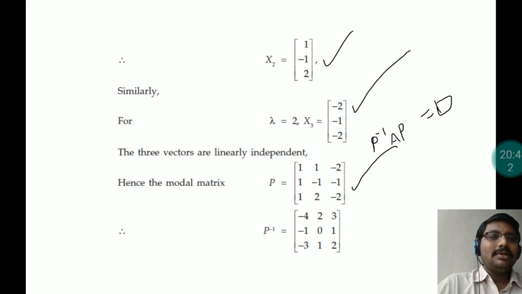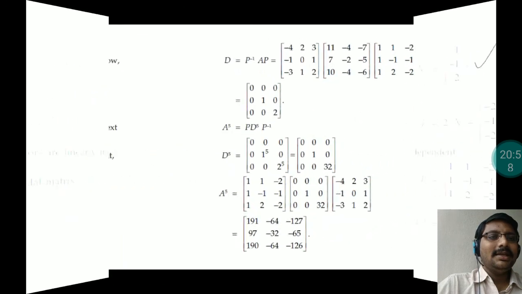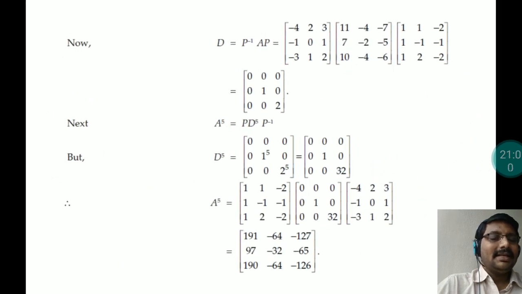Now we have the linearly independent vectors. These three are linearly independent vectors. These vectors make up the modal matrix P. So thus we will have P inverse. Now we can compute P inverse AP. If we get P inverse AP equal to D, then A is diagonalizable. For this, consider D equal to P inverse AP.